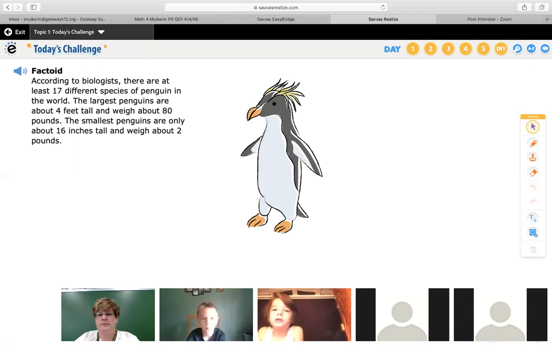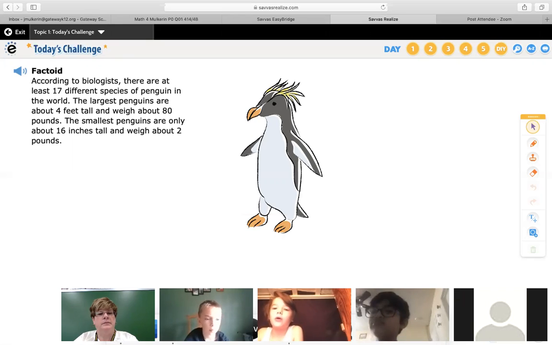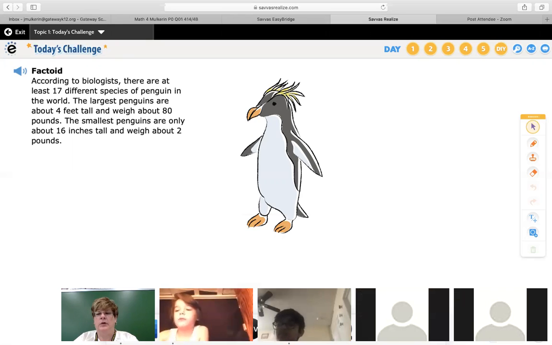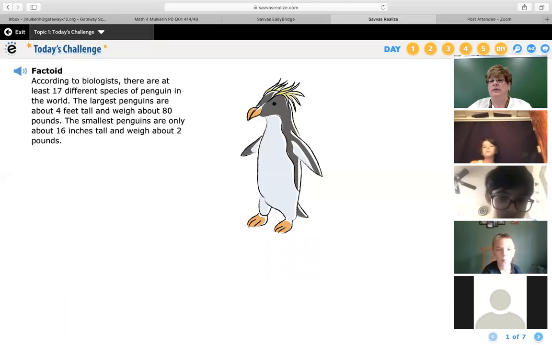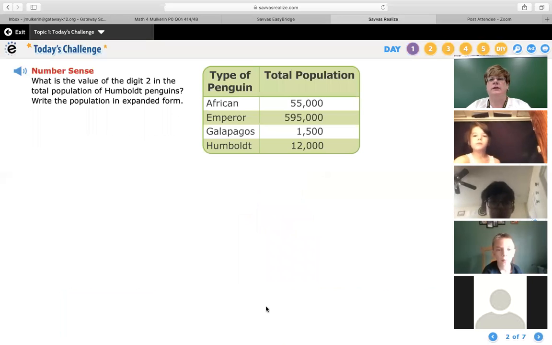According to biologists, there are at least 17 different species of penguin in the world. The largest penguins are about 4 feet tall and weigh about 80 pounds. The smallest penguins are only about 16 inches tall and weigh about 2 pounds. All right. So we have our information now about our penguins. And I'm going to move on to the next page.